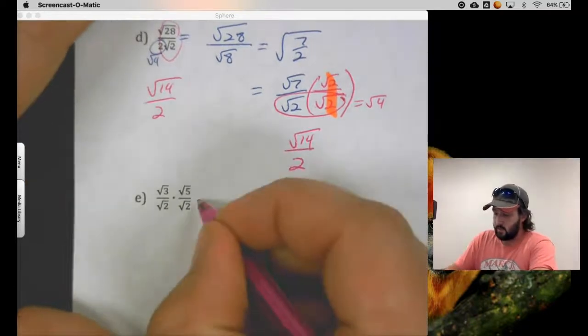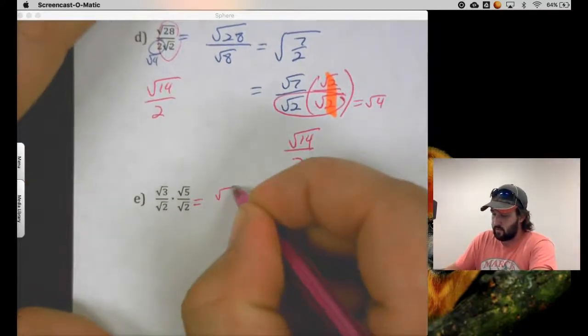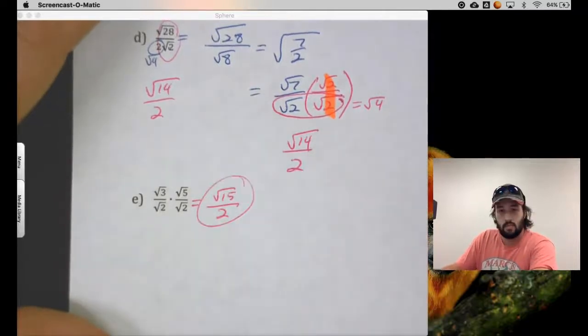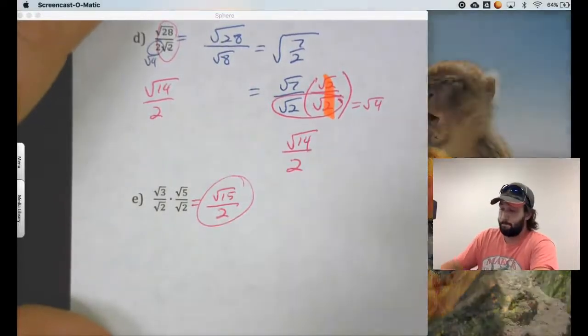So here, multiplying straight across, that gives me root 15 over 2. That's our answer. Can't simplify it anymore.